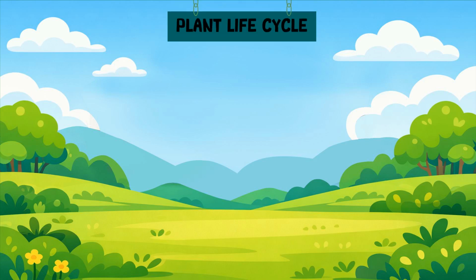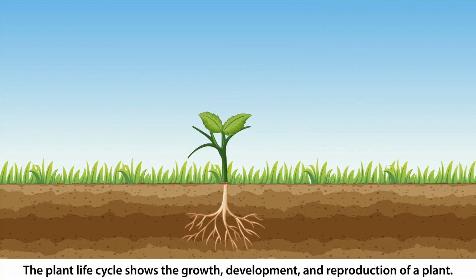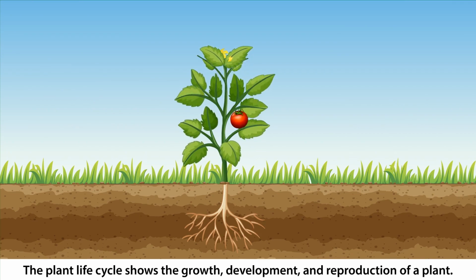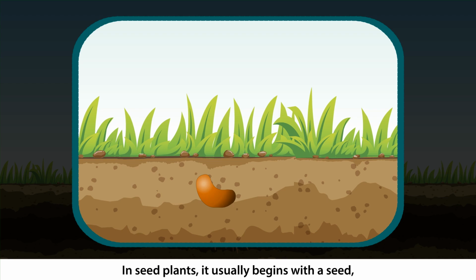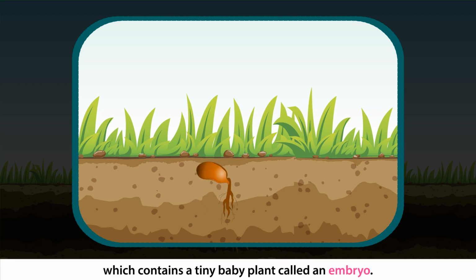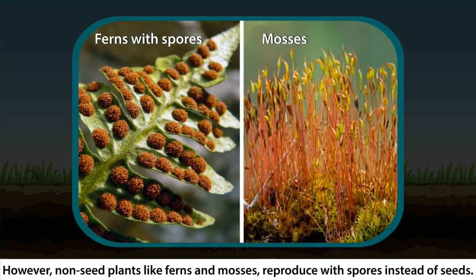Plant life cycle. The plant life cycle shows the growth, development, and reproduction of a plant. In seed plants, it usually begins with a seed, which contains a tiny baby plant called an embryo. However, non-seed plants like ferns and mosses reproduce with spores instead of seeds.